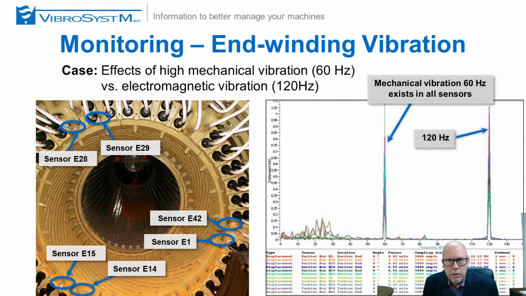Okay, so the monitoring of the N-winding vibration is a question of not only looking at the electromagnetic vibration at 120 hertz, but also the 60 hertz vibration. You can see here on a graph that the FFT is showing a reasonable 120 hertz signal, but also a 60 hertz signal. And this was a case we had in the United States, where we found that, again, the 120 hertz was fine, but there was an elevated 60 hertz.